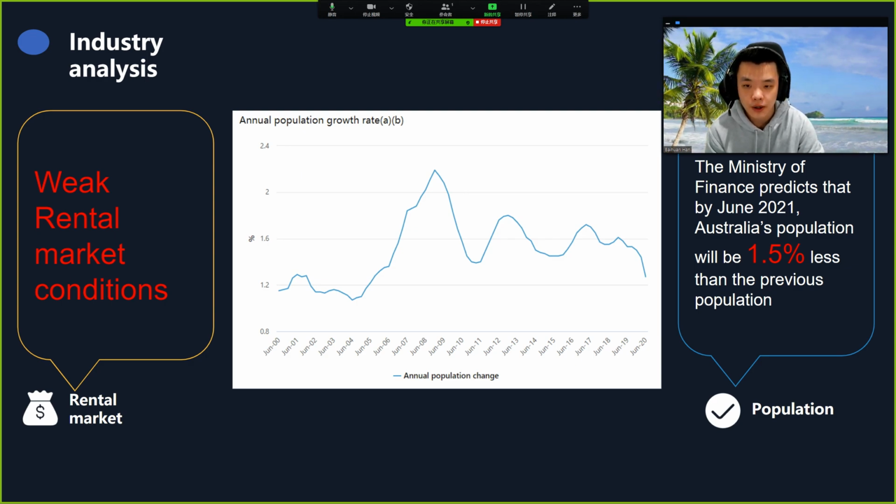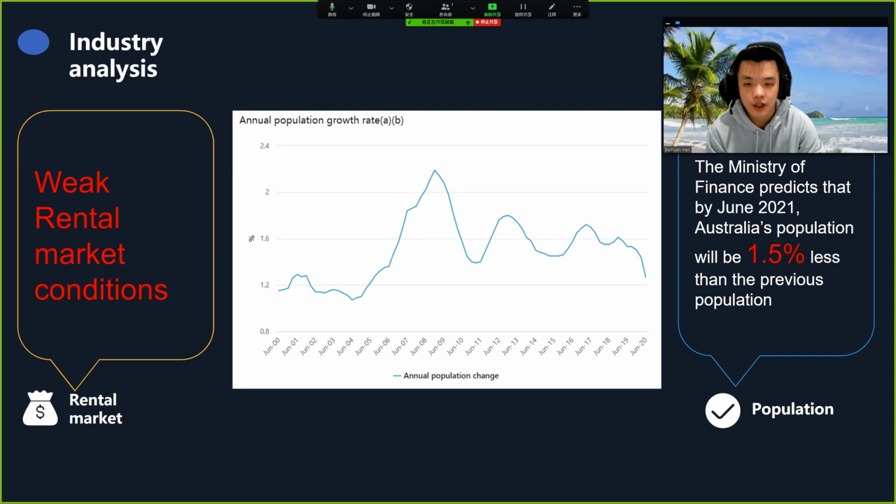Due to the decrease in the number of international students, the closure of the international borders has exacerbated the demand shocks. The number of international students in Australia has decreased as of March last year. About 20% of the student visa holders had not yet arrived in Australia.